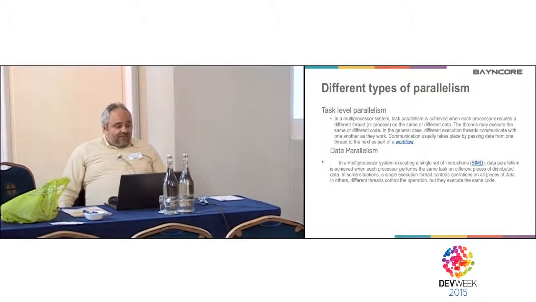And we also have data parallelism, and that occurs when in a multiprocessor system executing a single set of instructions, data parallelism is achieved when each processor performs the same task on different pieces of distributed data. In some situations, a single execution thread controls the operation on all pieces of data. In others, different threads control operation, but they execute the same code. Yeah, so there are two different flavors of parallelism there.